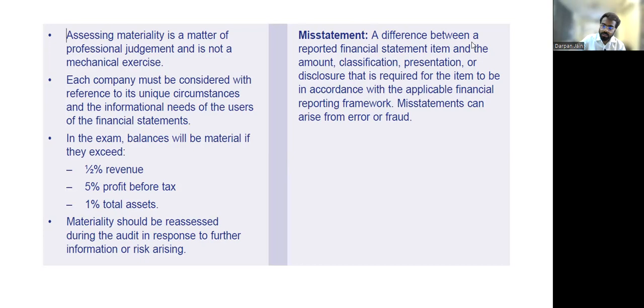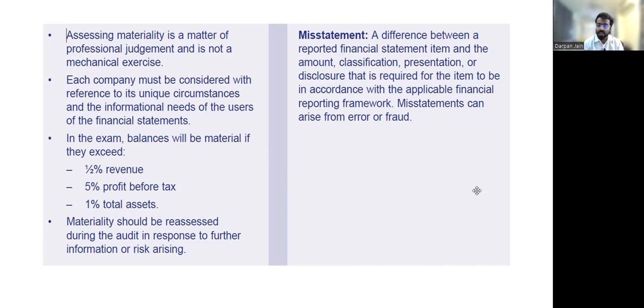Read what's a misstatement. Misstatement: a difference between a reported item, and the amount, classification, presentation, or disclosure that is required for the item to be in accordance with the applicable financial reporting framework. What do you mean by applicable financial reporting framework? The accounting standards applicable. Like if Ind AS is applicable, or US GAAP, or IFRS. Which financial reporting framework is applicable? As per that framework, the accounts are not matching.